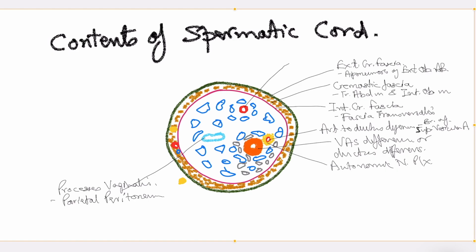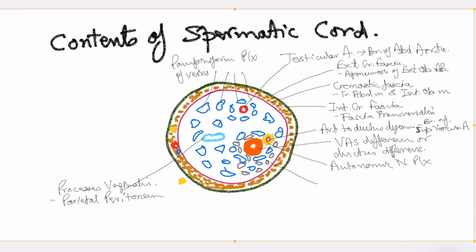What was this artery? This is the testicular artery. The testicular artery is a branch of the abdominal aorta. What are these blue colored things? This is the pampiniform plexus of veins, which will eventually join to form the testicular vein on both sides. And I've told you about the drainage of this testicular vein on both sides. Then there were these lymphatics also.